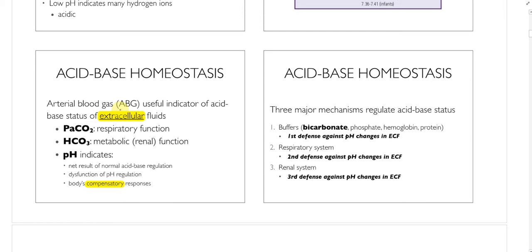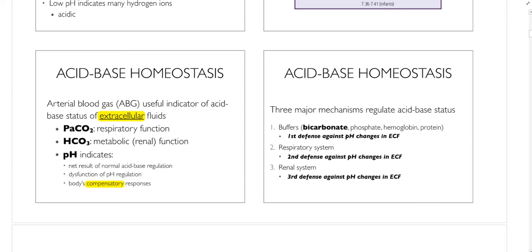So ABGs are very, very helpful. They're critical towards critical care patients. We're going to be looking at three different things with an ABG. We're going to look at the partial pressure of CO2, carbon dioxide. This right here is bicarbonate. This is a buffer, which we'll get to in a second. We're going to be measuring the buffer, or bicarbonate, in the blood as well. And then we're also going to measure the pH of the blood.